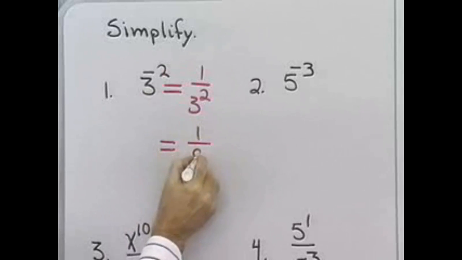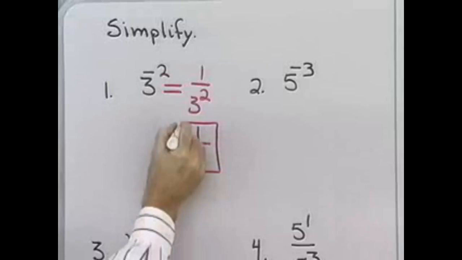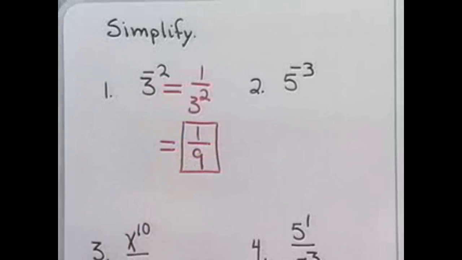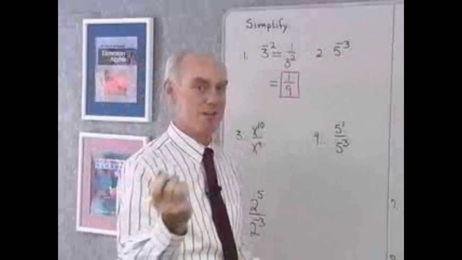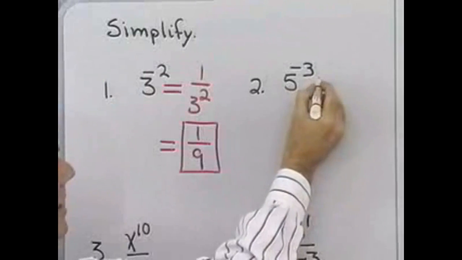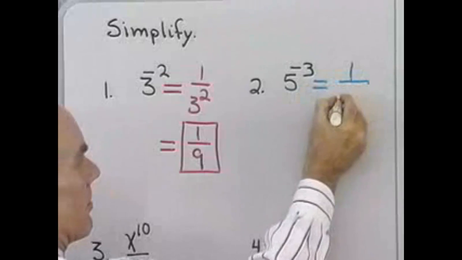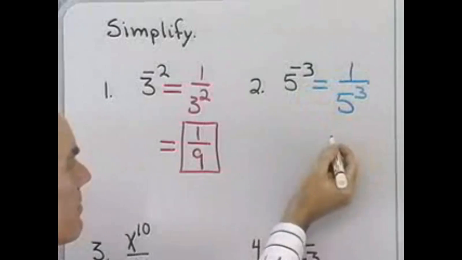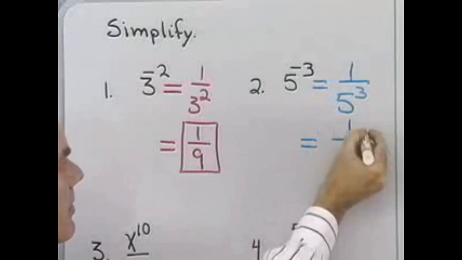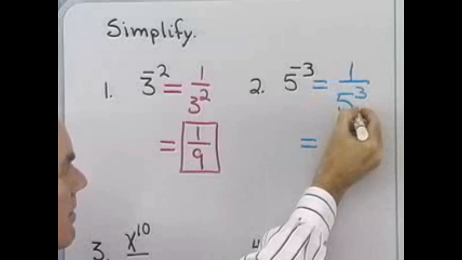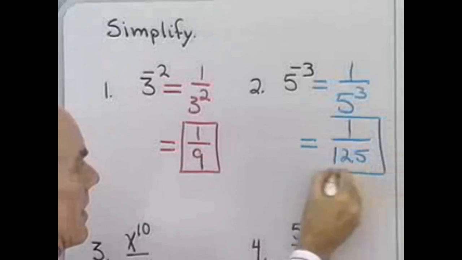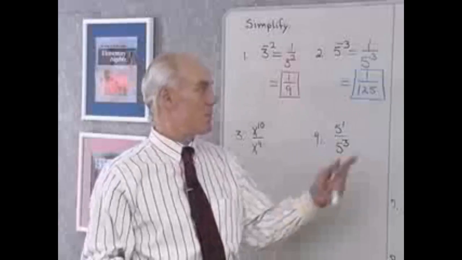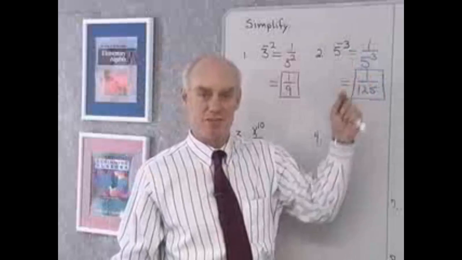Now, 3 to the positive 2 is 9, so I end up with 1/9. So 3 to the negative 2 comes out to be 1/9, and you can see my negative exponent gives me a reciprocal. Here's our next one. 5 to the negative 3, likewise, is going to be 1 over 5 to the positive 3. Now I can take 5 to the third power. 5 times 5 is 25, times 5 again is 125. So you see again, I get a reciprocal for 5 to the negative third power.